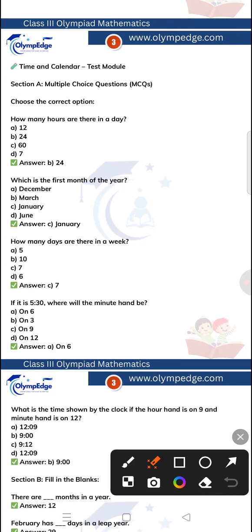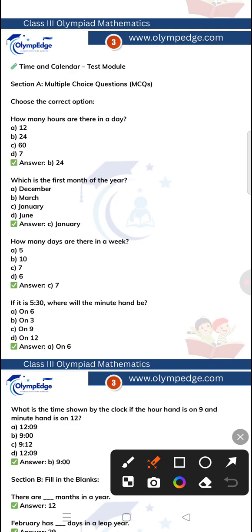So here we have questions now. Let's solve them. We have multiple choice questions. How many hours are there in a day? Let's see the options: 12, 24, 60 and 7. So we have just learned that there are 24 hours in a day, right? So the answer is B, 24.